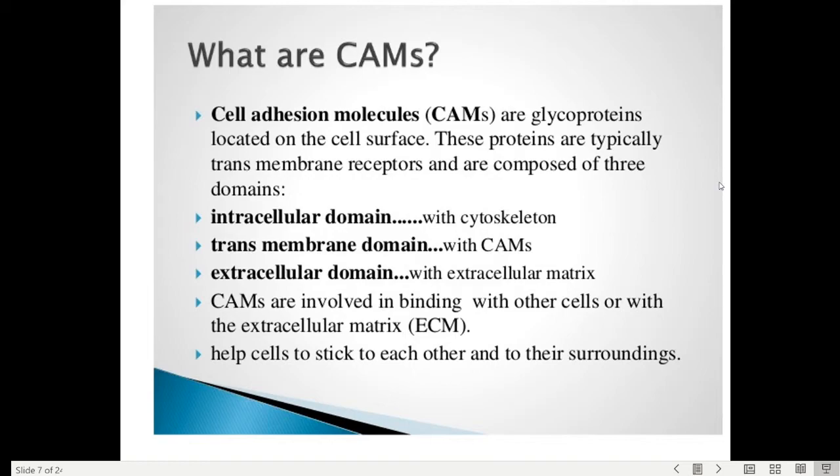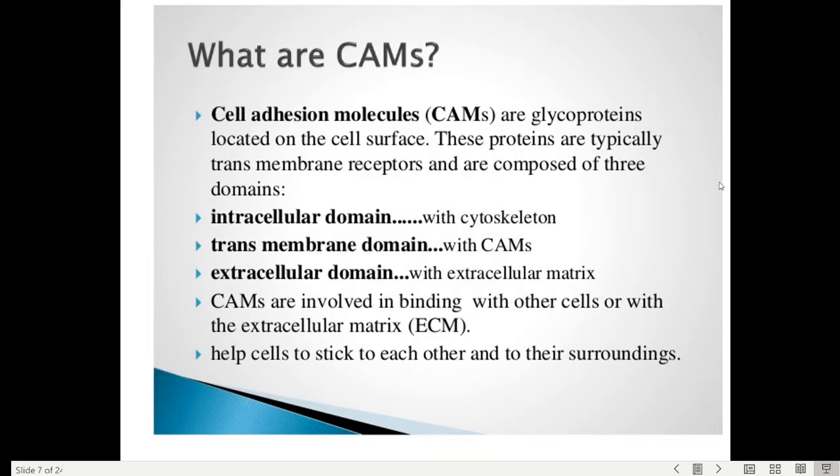These adhesion molecules are present on the cell surface. These cell surface proteins span through the membrane. This molecule has three different domains: one is the extracellular domain, the transmembrane domain, and the intracellular domain. These three are the major parts of the cell adhesion molecule.